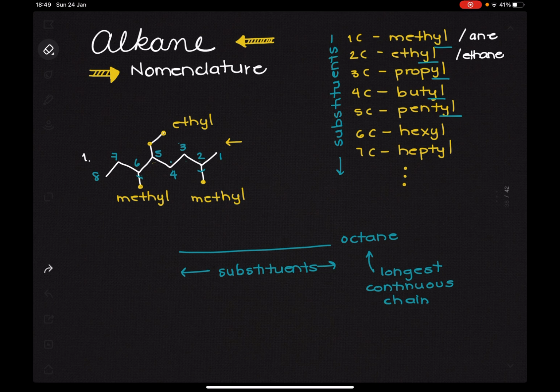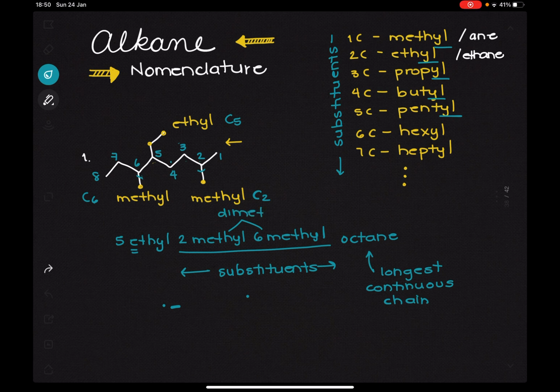So then after I know where my substituents are, for example, ethyl is in carbon 5, this methyl is in carbon 2, this methyl is in carbon 6, I need to place them alphabetically. So the first one is going to be 5-ethyl, because this starts with an E. The second and the third are going to be the methyl, so I have 2-methyl, 6-methyl. But I do not put them that way because they're the same one. I can say dimethyl because they're 2.